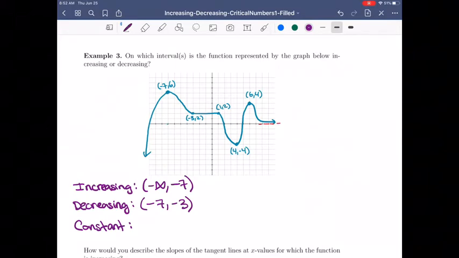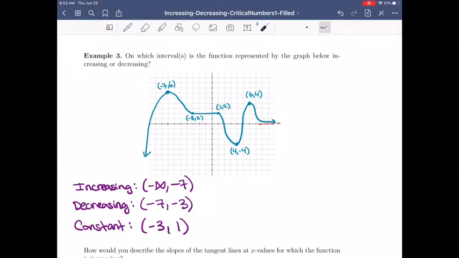Okay, now this interval between -3 and 1, the y values are always 2. Okay, so they're not changing, they're not increasing, they're not decreasing, they're staying the same. So here is actually a constant interval from -3 to 1.